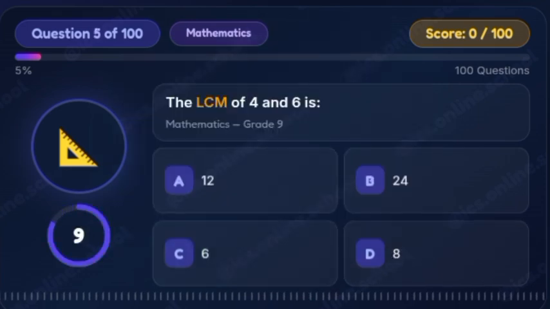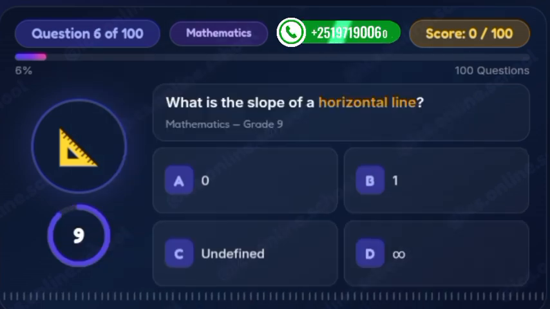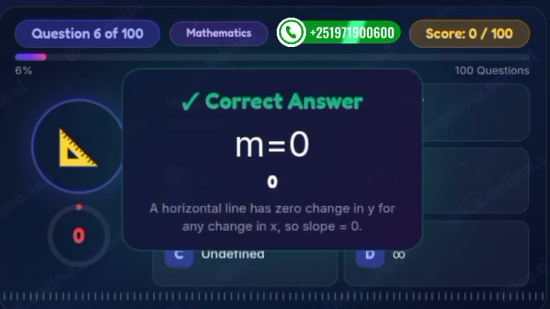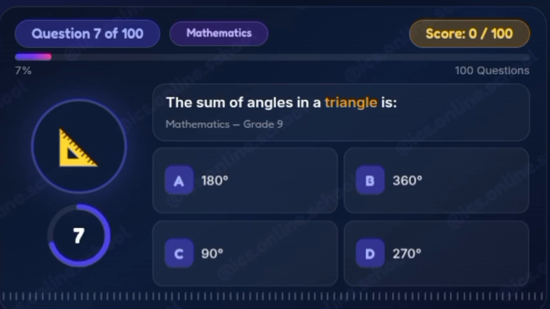What is the LCM of 4 and 6? Least common multiple of 4 and 6? 12. What is the slope of a horizontal line? Zero. The sum of angles in a triangle is how much? What is the sum of all angles in a triangle? 180.